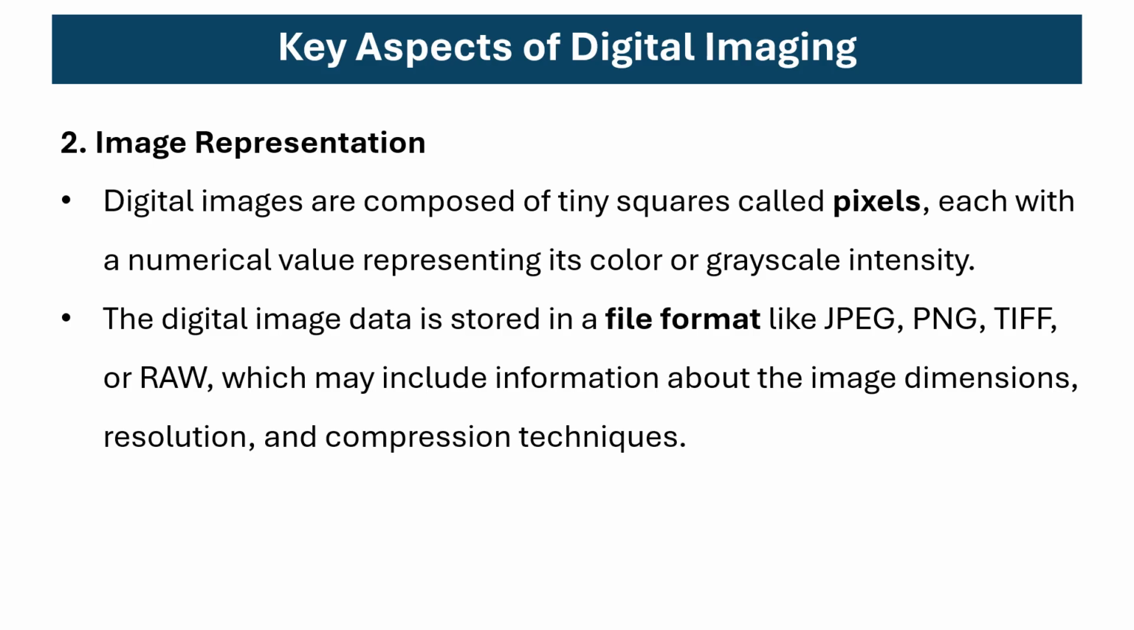So there are different kinds of file formats that represent the digital image. We have many kinds of formats, like JPG, PNG, TIF, or RAW. So these files include information about the image, such as dimensions, resolution, or compression techniques.